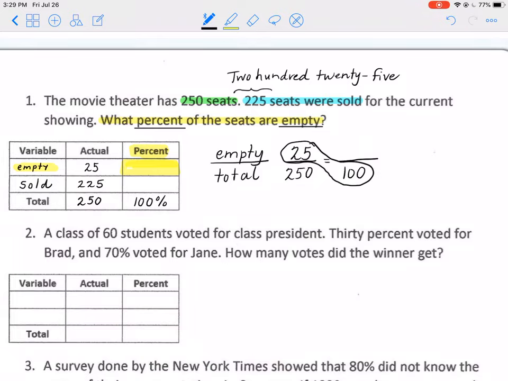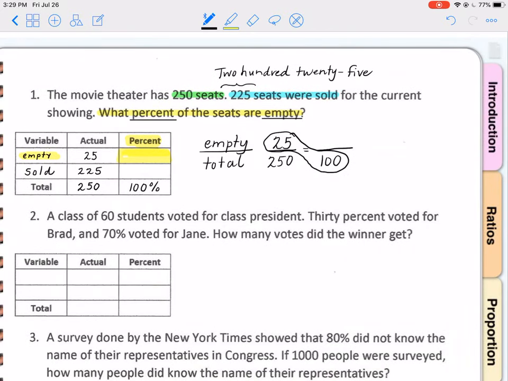We're going to multiply the 25 times 100, and that is 2,500. And remember, this is not a proper math equation. I'm showing you keystrokes here. And then you divide that by 250, and you will get 10. So this is telling me that 10% are empty seats. So that's this number, which means 90% are sold. So if you can fill in this table, you will find your answer.